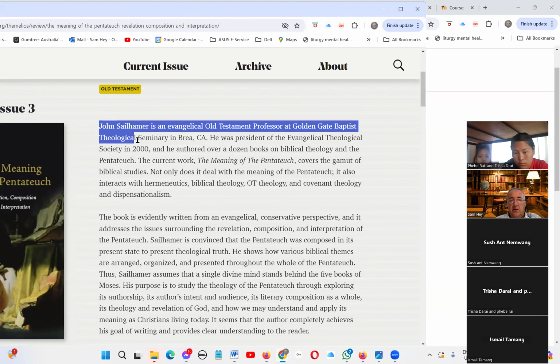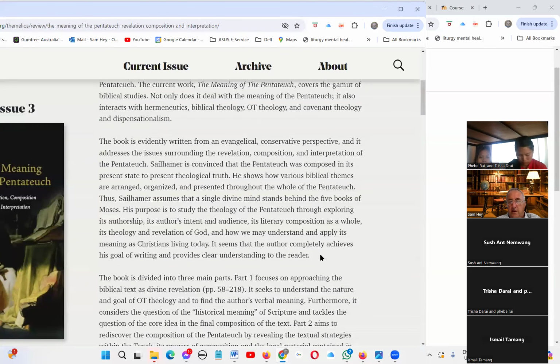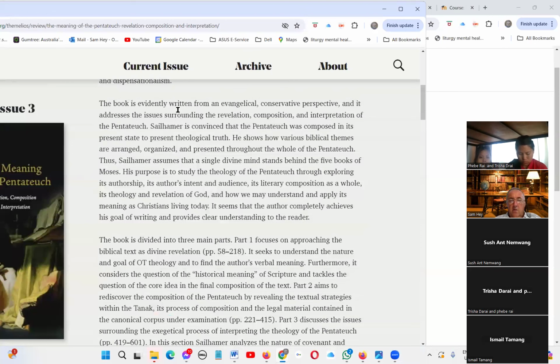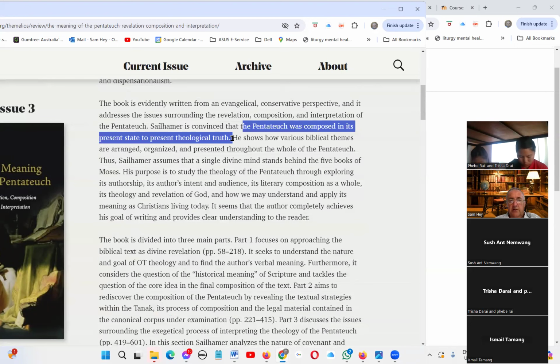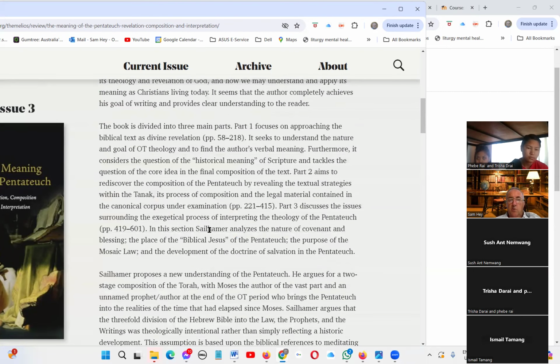You begin by writing about the author. John Sailhammer is an evangelical Old Testament professor at Golden Gate Baptist Theological Seminary, California, and you write a little bit about the author. And then you talk about the perspective, and they're saying evangelical conservative perspective. And he is convinced that the Pentateuch is composed in its present state to present theological truth revealed from God. Of course, you need to rewrite this in your own words before you submit it.